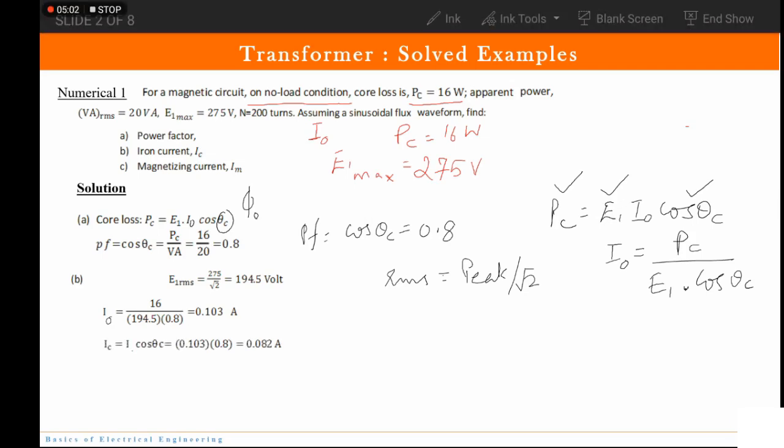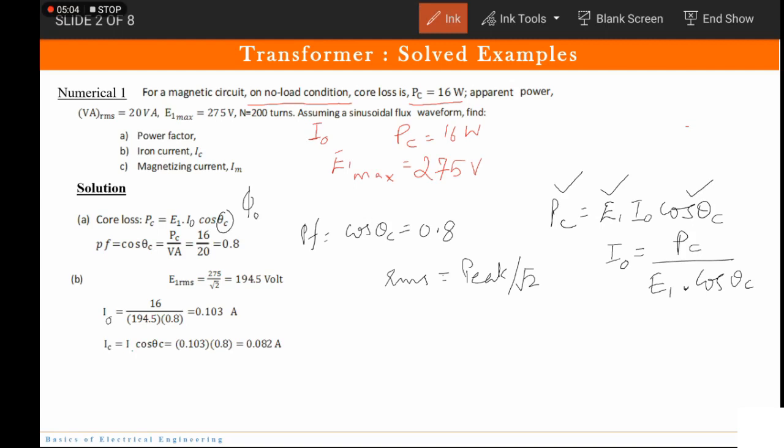Now I know that the core loss component is the in-phase component, correct? So it is given by I0 cos theta C. I know I0 which is 0.103. I know cos theta C which is 0.8. So I can calculate the core loss component.